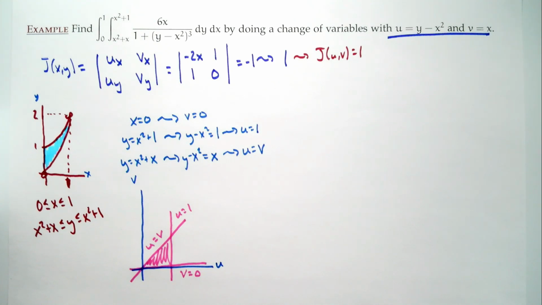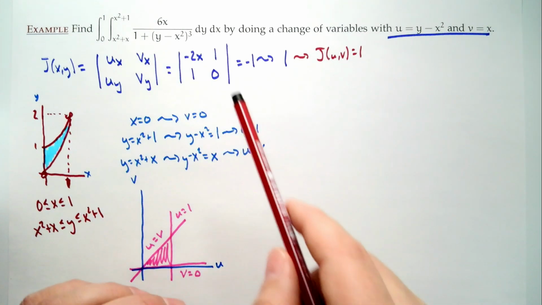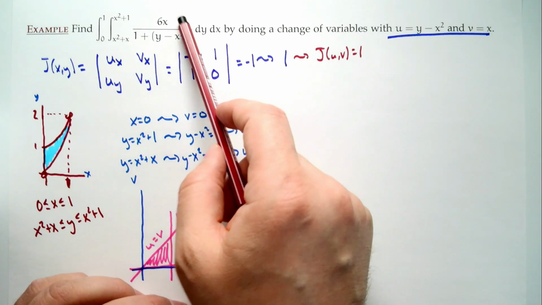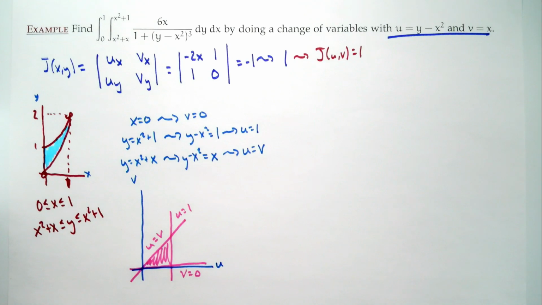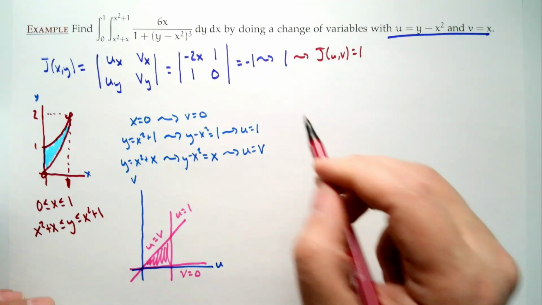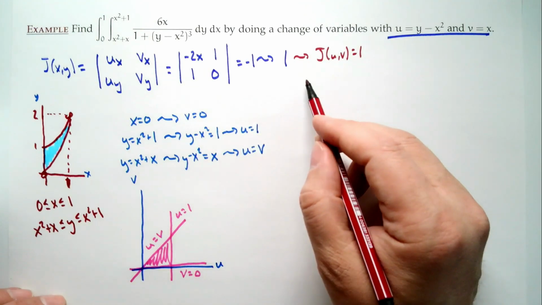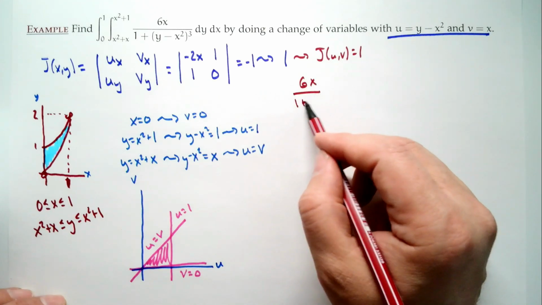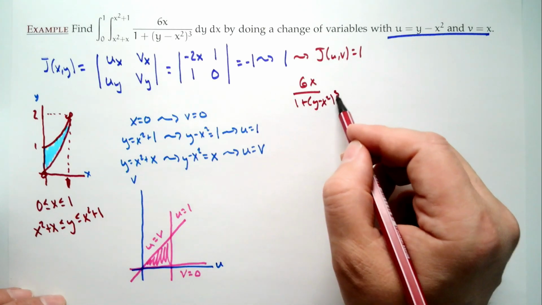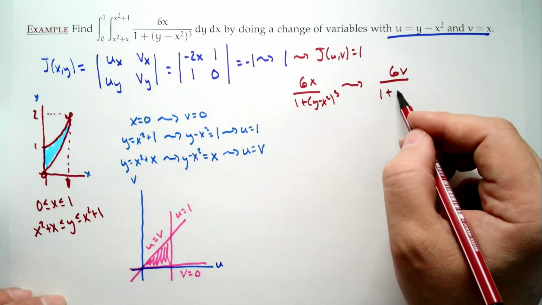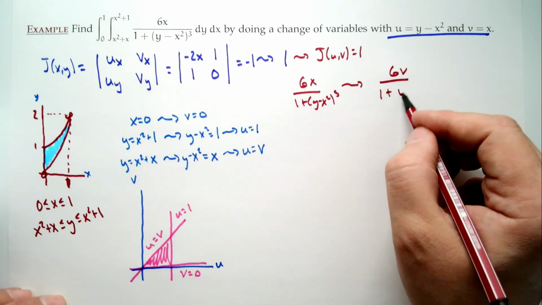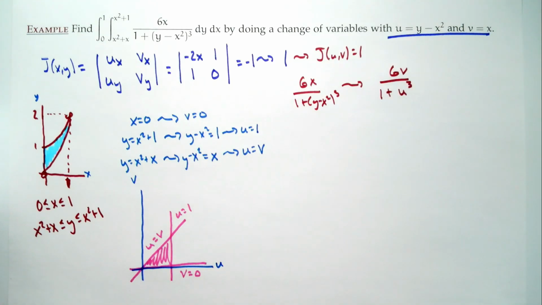the function, the equation. So how can I rewrite 6x over (1 + y - x^2)^3? Yeah, so I can rewrite 6x over (1 + y - x^2)^3 as 6v over (1 + u)^3. All right, this looks promising. Let's put it all together.